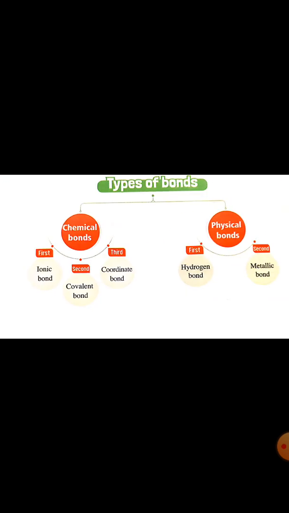Now, we can start this chapter, which is talking about types of bonds. We have two types of bonds: chemical bonds and physical bonds. Chemical bonds like ionic bond, covalent bond, coordinate bond, while physical bonds like hydrogen bond and metallic bond. And we're going to study each one of them individually. So let's start with chemical bonds. Number 1, ionic bonds.